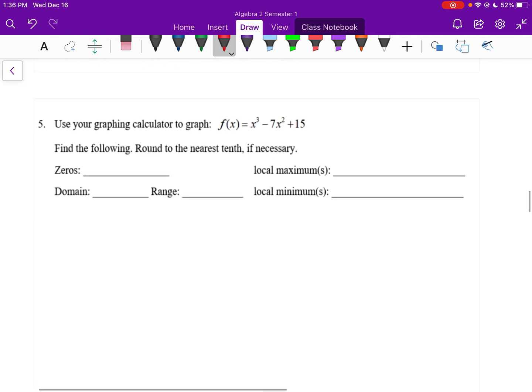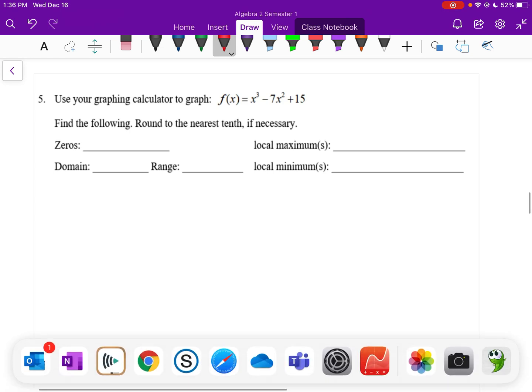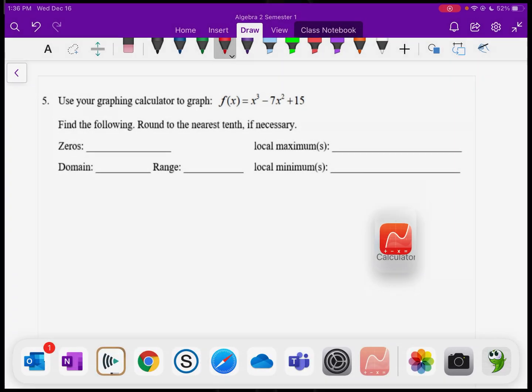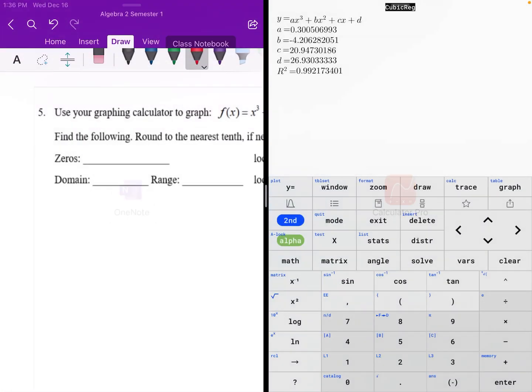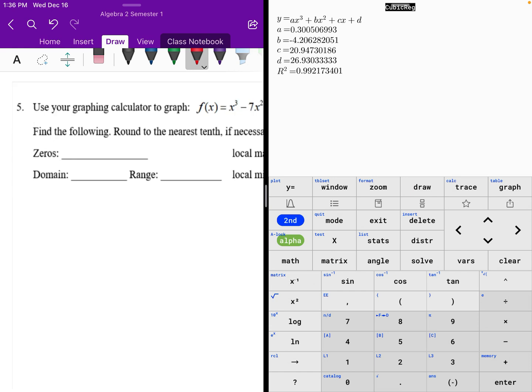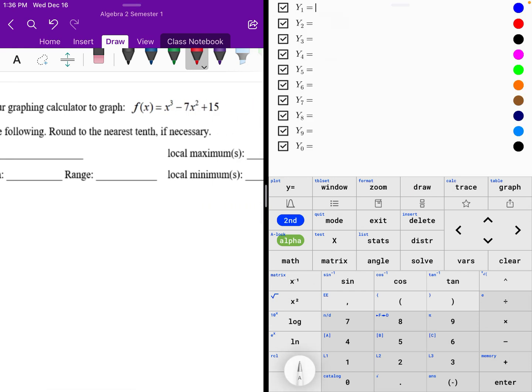All right, so using your graphing calculator, we're going to graph that function and then find the following features of that graph. And we'll round to the nearest tenth when we do that. So bring in the calculator here. And in order to do this, we always go to y equals, and you're going to type in that graph. Now x cubed, you bring in x with that button. On the TI-84s, it's X,T,theta. It's right next to that alpha button, just like on this one.